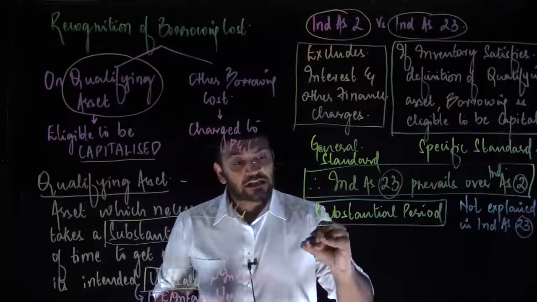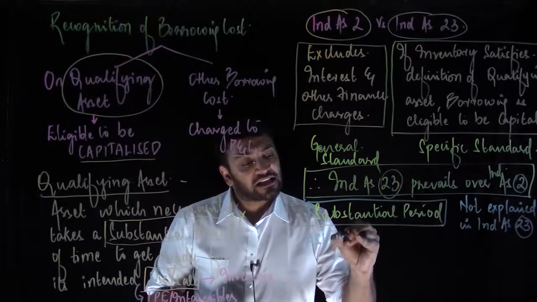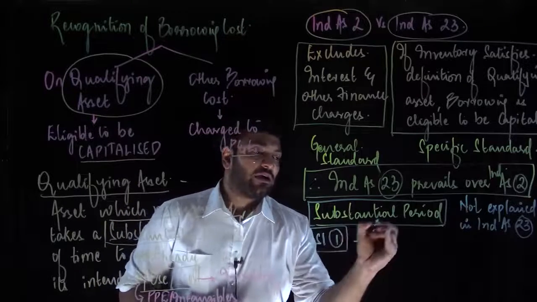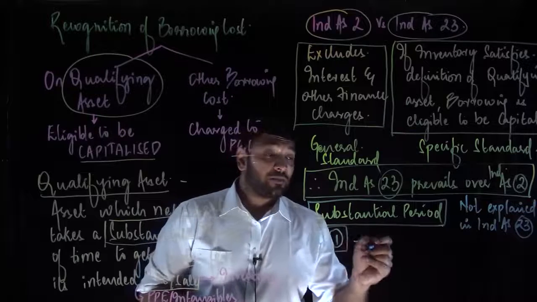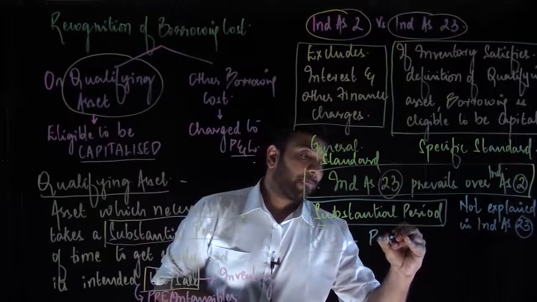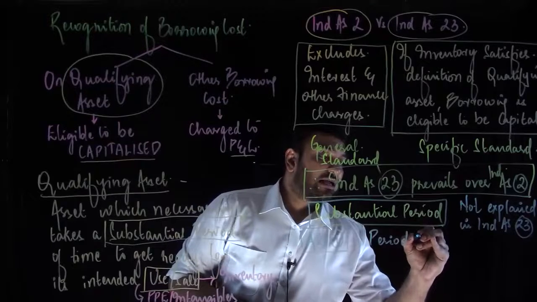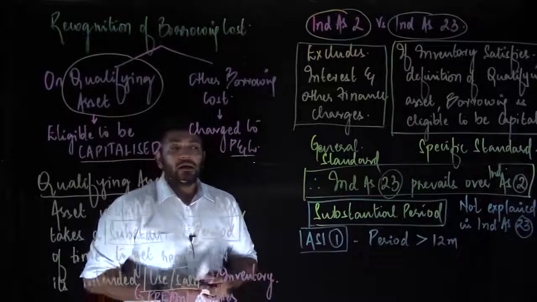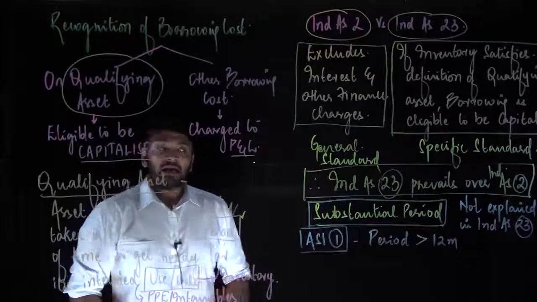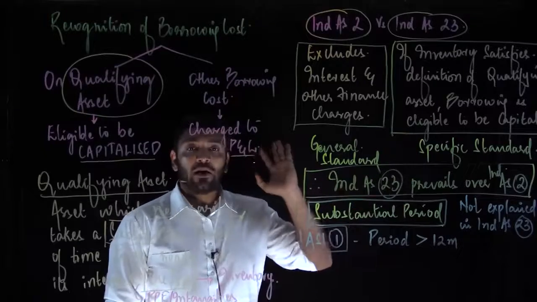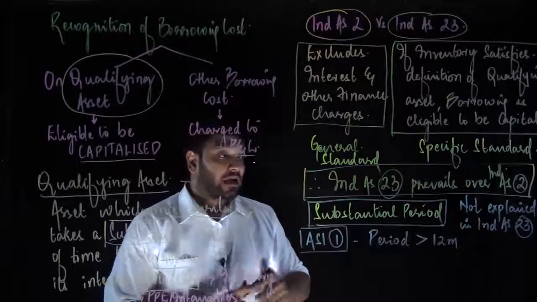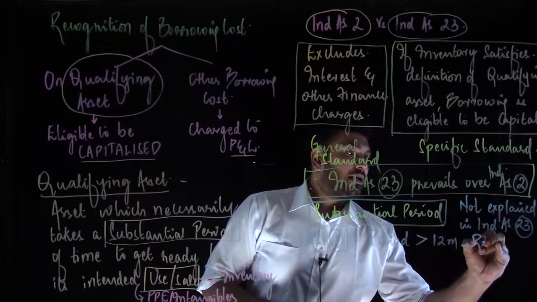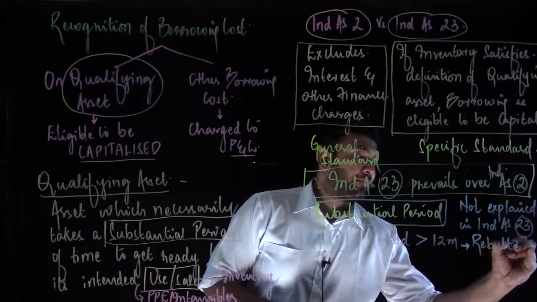However, then came in the concept of Accounting Standard Interpretation 1. This Accounting Standard Interpretation 1, at that point of time, said that substantial period should be a period which is greater than 12 months. It said that a period exceeding 12 months can be considered as substantial period. However, it said that this term is a rebuttable assumption.